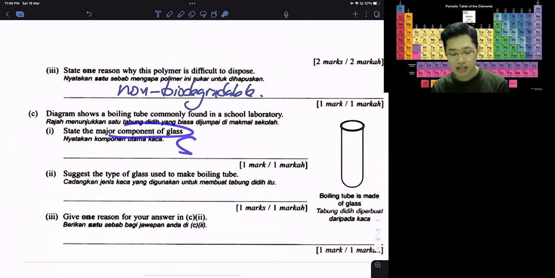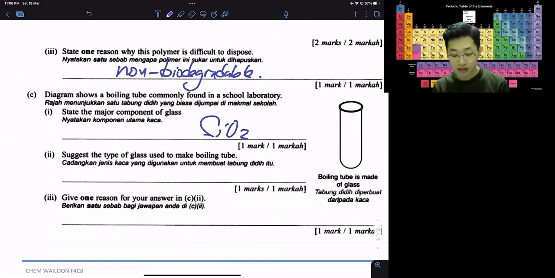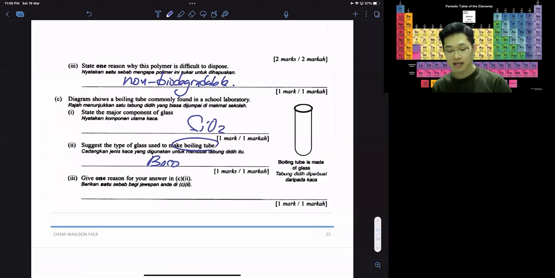Major component of glass, silicon dioxide. Type of glass used to make boiling tube or roll. Why? Withstand. Just like that.